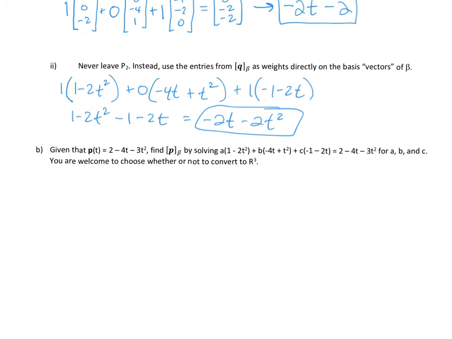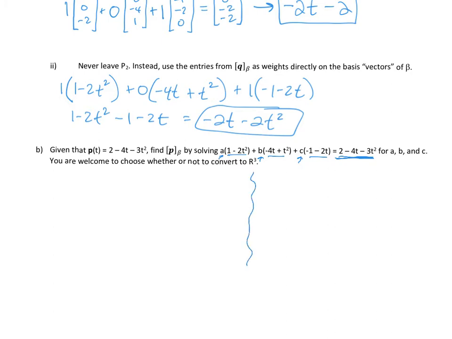Okay, so for part B, I'm given a polynomial, p of t, 2 minus 4t minus 3t squared. And I'm supposed to find the coordinate vector with respect to the basis beta, same basis we've been using for this past couple of problems. And so that means I'm looking for the weights. What weights do I put on the elements of the basis? So there's my basis, and these are the weights I'm looking for, A, B, and C. What weights do you put on the basis to build the polynomial we were given? So we can choose whether or not to convert to R3. I'll do it both ways.